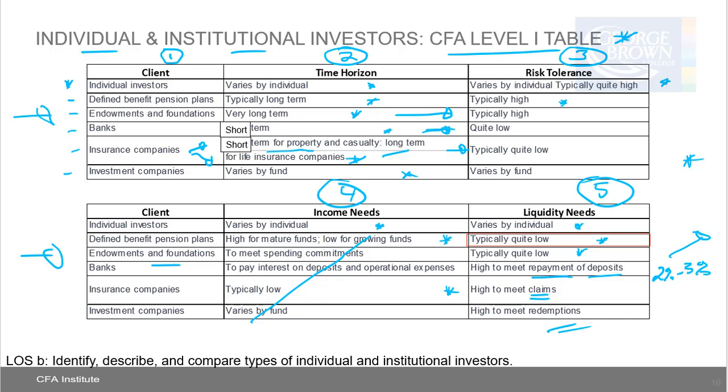Anyhow, the point that I wanted to make on this is that you'll have to understand for the institutional investors that they vary in terms of their time horizon, the risk tolerance, the liquidity needs, and we haven't really looked at the income needs, but that's just giving you some insight. If you were to move ahead to CFA level one, you would start to see this material again.